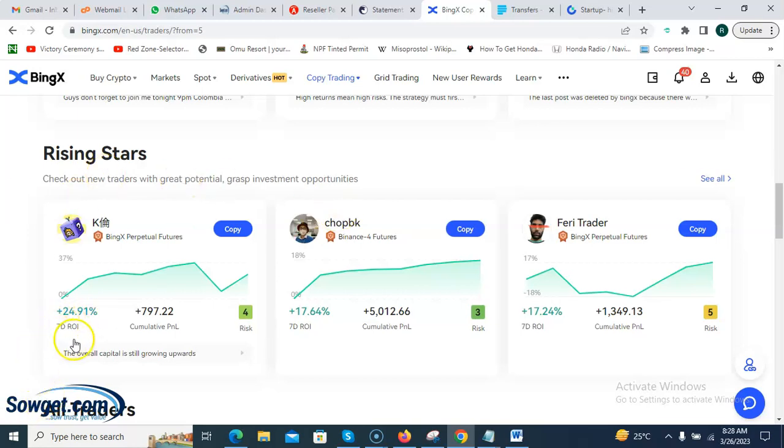If you look at this rising star, you can see the 7 days return on investment for this particular trader is 24%. And look at this one here, 7 days return on investment 17%. So these are the various factors you need to consider, and these are not just the only ranked traders. You can always click on this see all here and you'll be able to see all the traders who are under this rising star.